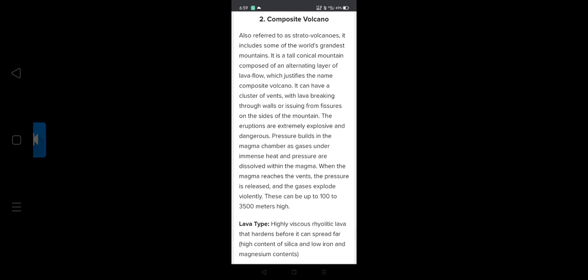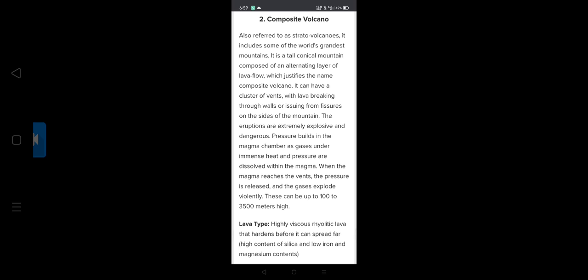The pressure builds in magma chambers as gases under immense heat and pressure are dissolved within the magma. When the magma reaches the vents, the pressure is released, and the gases explode violently. They can go up to 100 to 3,500 meters. In the previous one, the cinder cone, it was 100 to 400. Over here, it is 100 to 3,500.